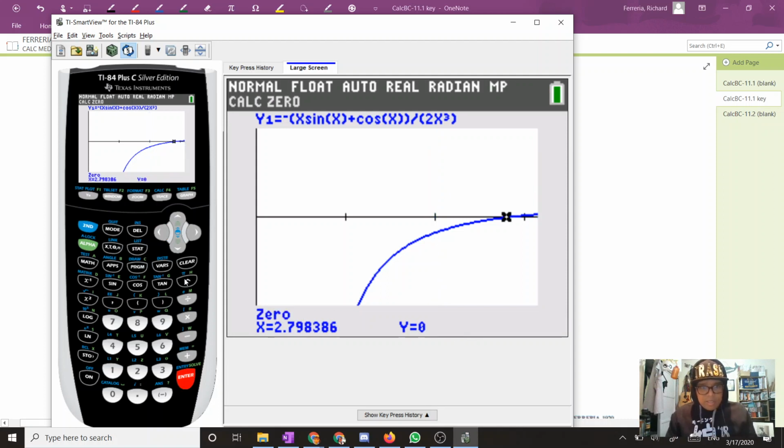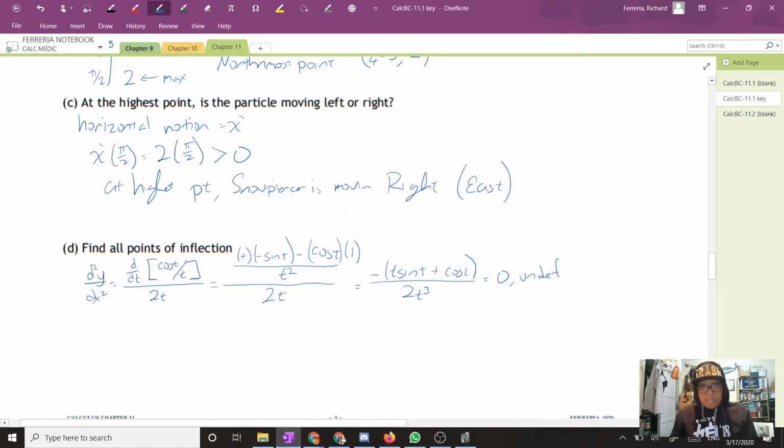All right, 2.79838. Okay, that's at t equals 2.79838. Okay, second derivative goes from negative to positive. So we have a point of inflection at t equals 2.79838. All right.